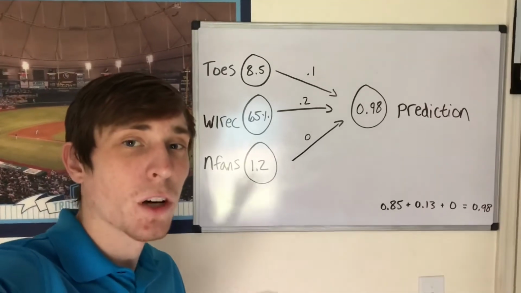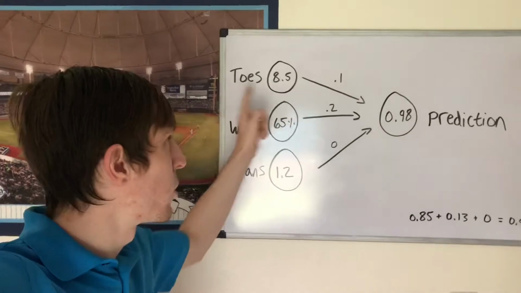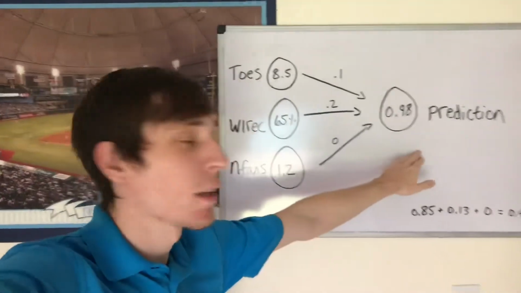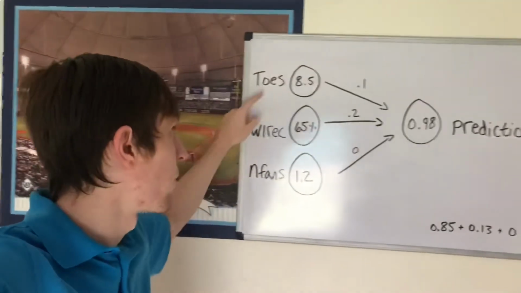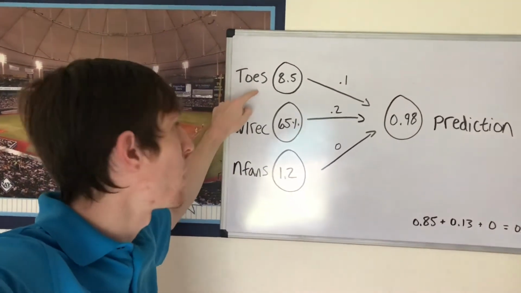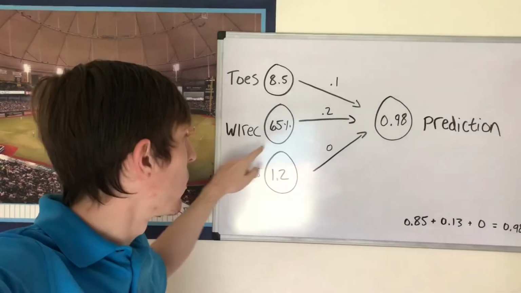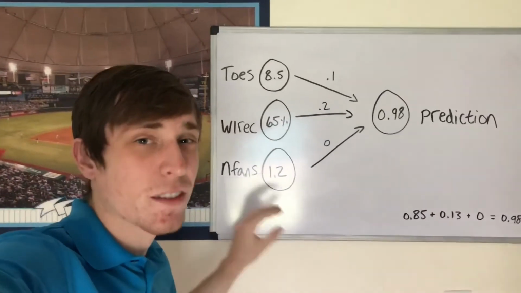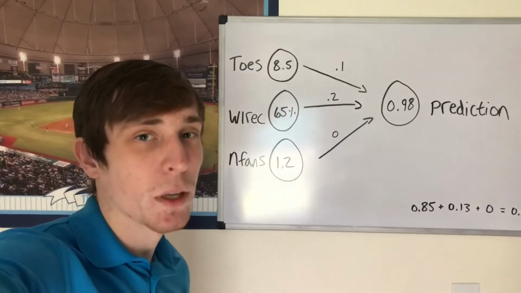Okay, here's a copy of our upgraded neural network. We went from 2 neurons last time to now we're at 4. We have 3 inputs giving us 1 prediction. So the first input is the number of toes, which is 8.5, win-loss record, which is 65% or 0.65, and also the number of fans in millions, let's say 1.2 million fans.